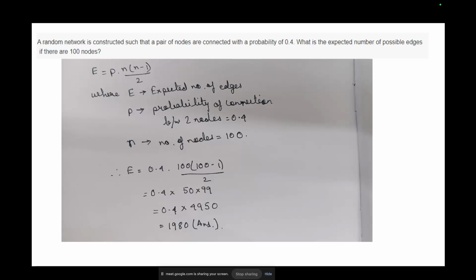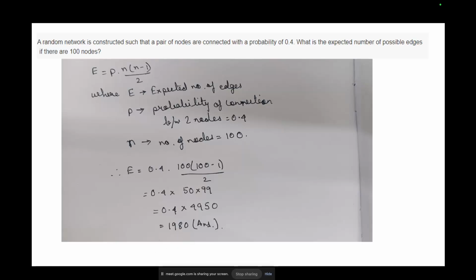Now on top of that, they are saying the possible connections are connected with a probability of 0.4. So there is p into nC2, that is, p into n into n minus 1 by 2, where n is the number of nodes, p is the probability, and e will be your expected number of edges. You just need to plug in the values. P is 0.4, and n is 100. So 0.4 into 100 into 99 by 2, which is 0.4 into 50 into 99, which gives us 1980.